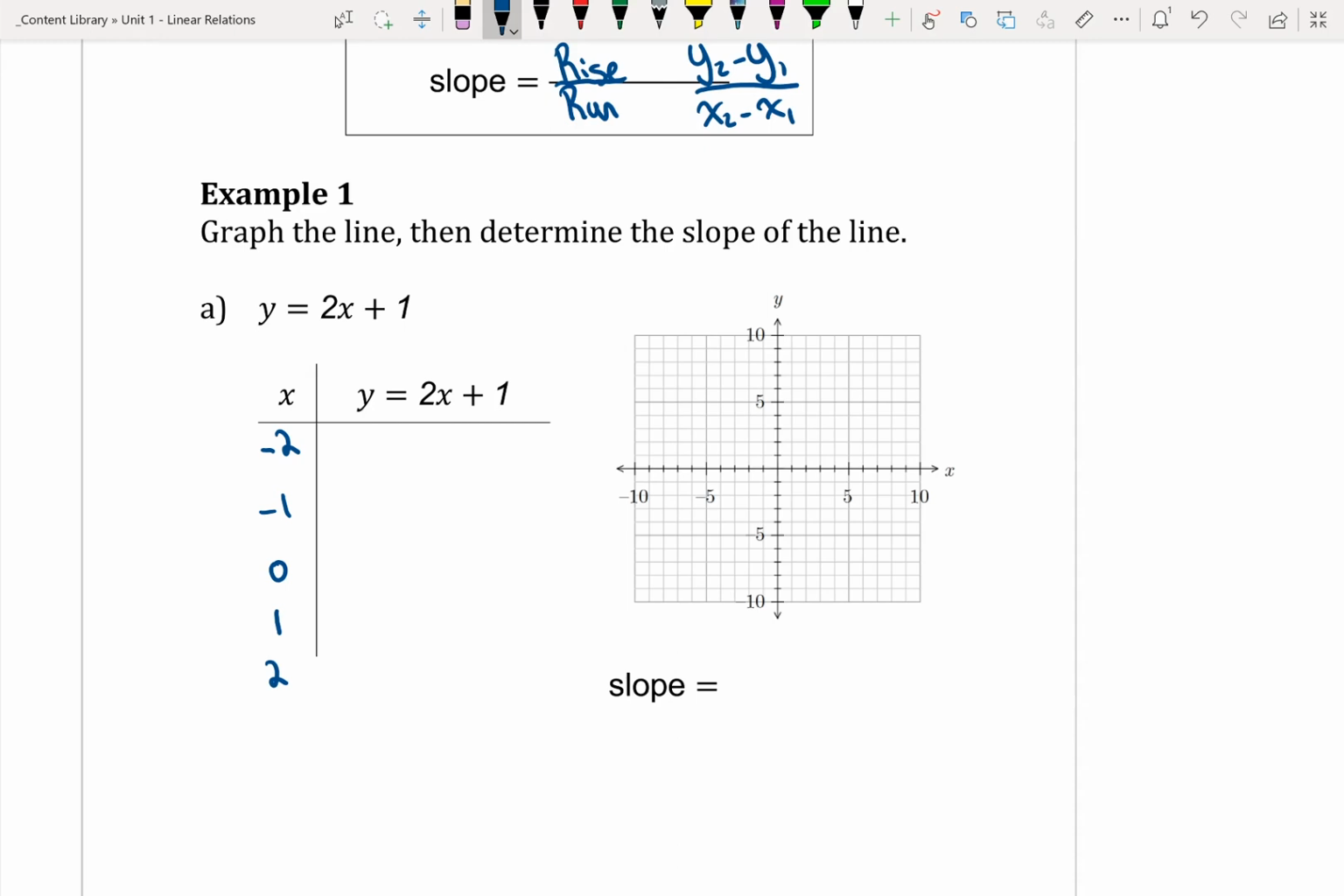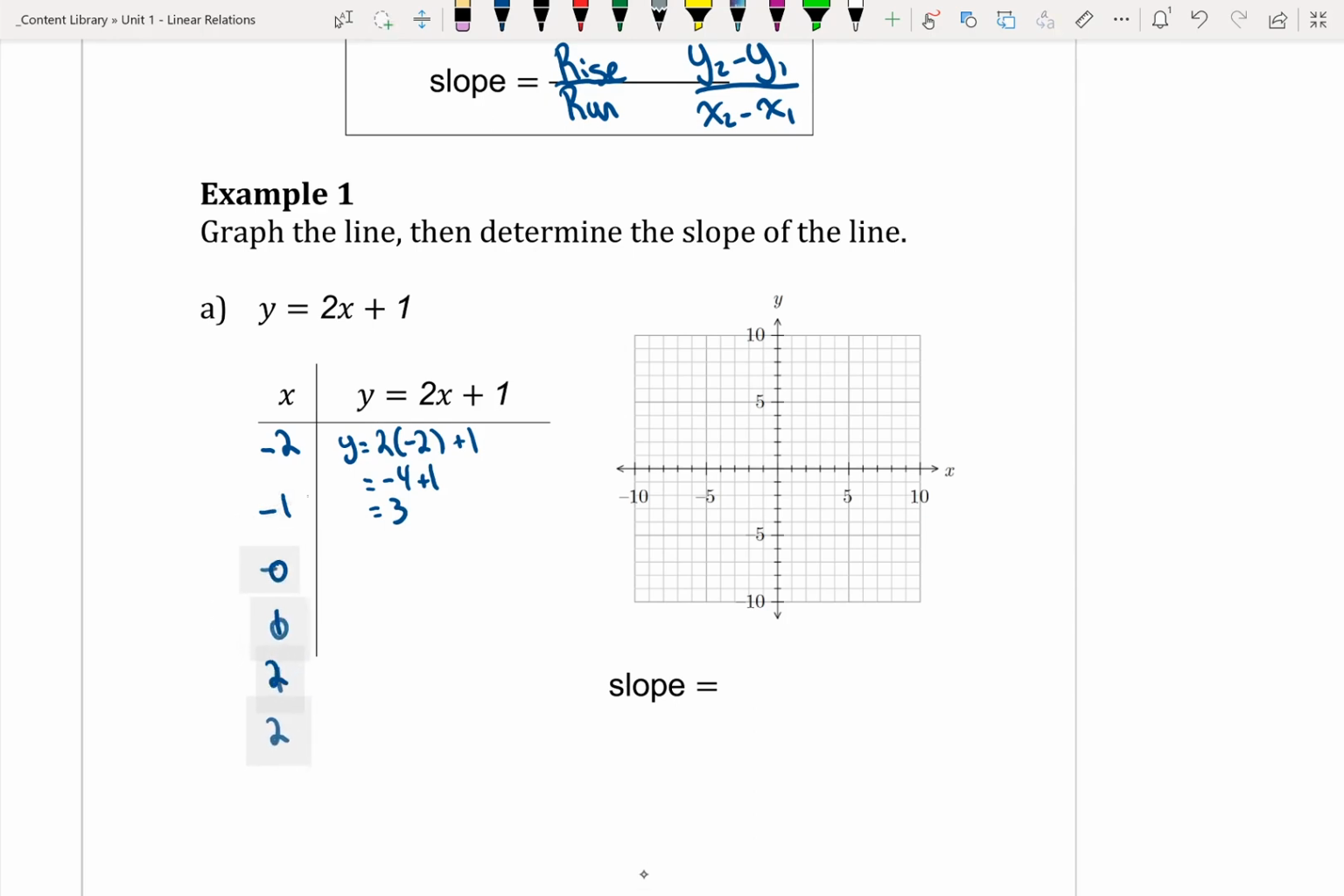To figure out the y value, I need to substitute this x value into my equation. That means wherever I see the x, I need to replace it with whatever my first x value is going to be. In this case, my first x value is -2. So in my equation, I have y equals 2 times -2 plus 1. All I've done is replace the x, and I'm just going to go through and solve. -2 times 2 is -4, plus 1. I get y equals -3.